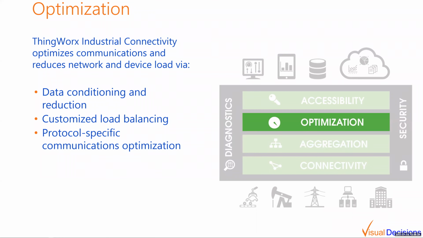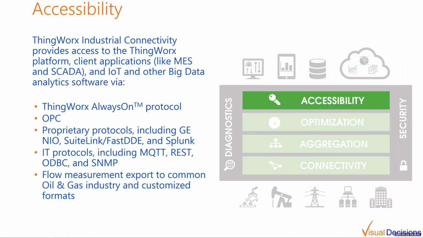From an optimization point of view, it can optimize communications and reduce network and device load through data conditioning and reduction, which minimizes bandwidth and resource utilization by providing only the most critical updates. It offers flexible control for customized load balancing and data collection and information flow. It provides options for protocol-specific communication optimization, and also features machine-to-machine linking so that communications occur as close to the device as possible, and redundancy for critical applications where highly reliable systems are required for maximum uptime.